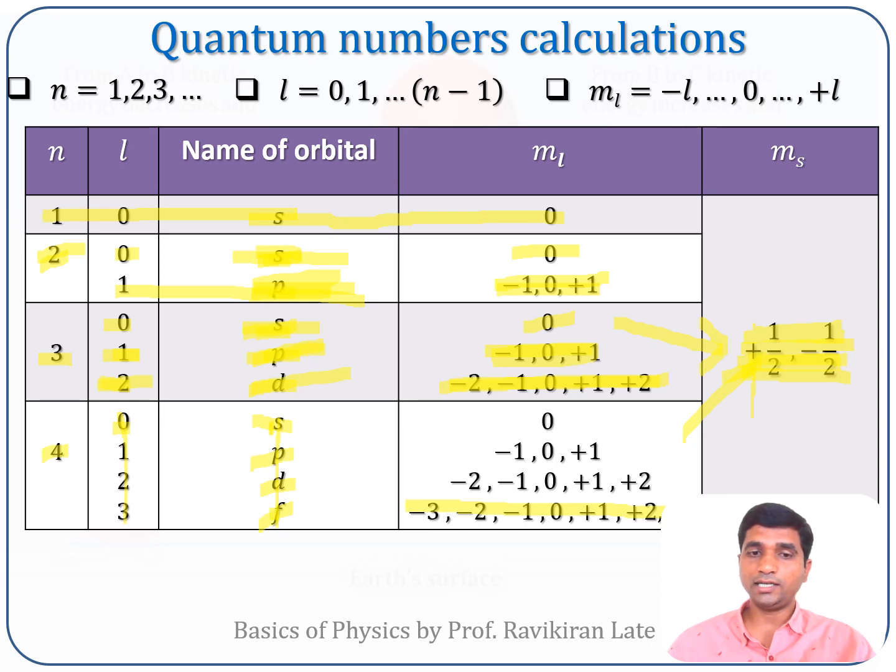So 14 in the f orbital, 10 in the d orbital, 6 in the p orbital, and 2 in the s orbital. So 2 plus 6, 8, 8 plus 10, that will be 18, 18 plus 14, that will be 32. So that means for n equal to 4, you have a 32 electron capacity. So the n equal to 4 principal quantum number can occupy 32 electrons.